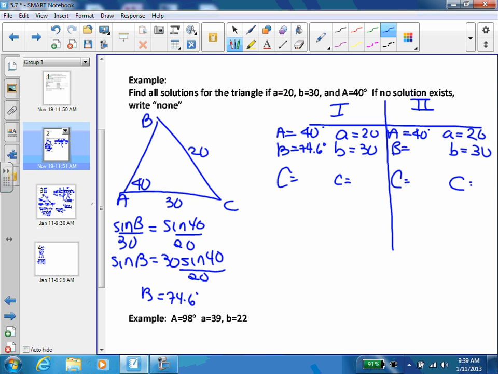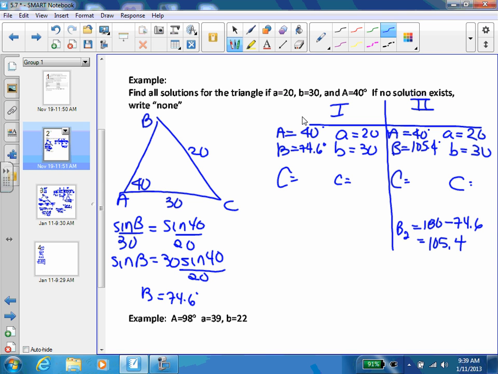And so for case 2, I'm going to take 180 minus 74.6, and I'm going to get, as a possibility, 105.4. Is that viable? It is, right? Because I have 105.4 and then I have 40. So is there room for angle C to exist? Okay. So we do have 2 cases. Do you see how now we have 2 cases?